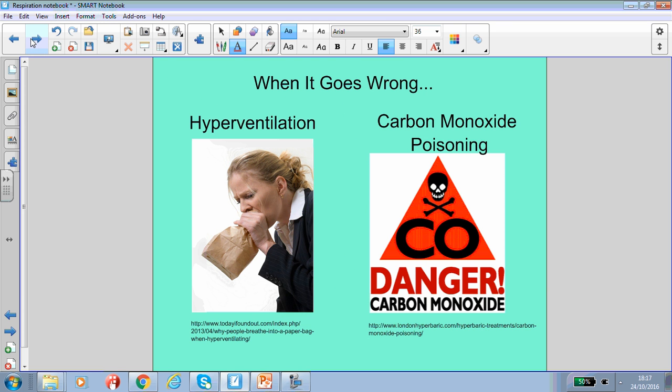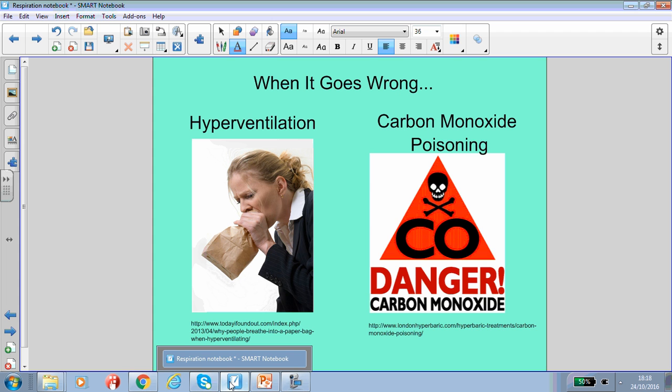As with all things, there are occasions when it goes a bit wrong, and it's just a couple of things I wanted to mention where respiration hasn't gone quite to plan. One of them is hyperventilation, which is what this image is depicting here. You're probably aware of that if people are hyperventilating, so they're breathing too quickly, too rapidly, we get them to breathe into a paper bag or a rebreather. So the problem with hyperventilation is you're exhaling so much that you're actually getting rid of too much carbon dioxide.